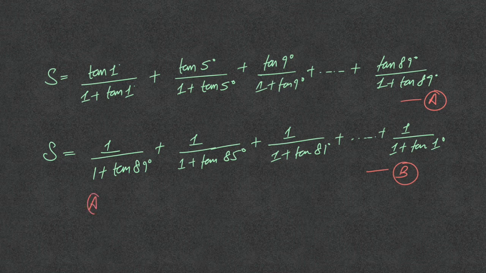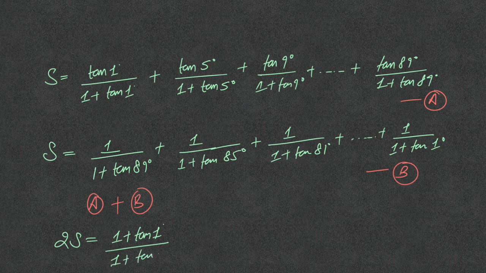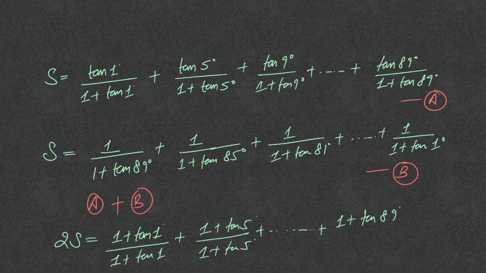Now adding equation A and B, we get left hand side becomes 2S, because S plus S is 2S, and right hand side becomes 1 plus tangent 1 degree upon 1 plus tangent of 1 degree, plus 1 plus tangent 5 degree upon 1 plus tangent 5 degree, plus so on up to 1 plus tangent of 89 degree whole divided by 1 plus tangent of 89 degree.